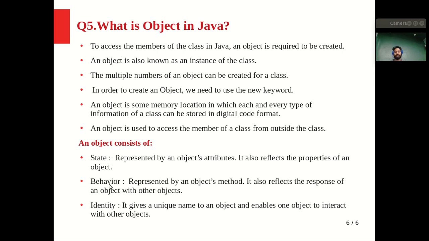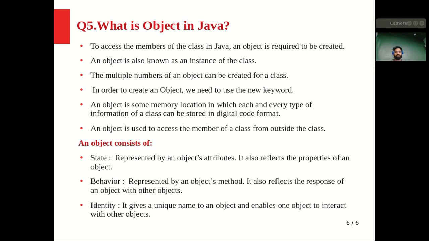Next, the object consists of behavior. Behavior represents an object's methods. Basically a class has methods, so that is behavior, right? So an object consists of the behavior or method information. It also reflects the response of an object with other objects. Next, the object contains identity. It keeps a unique name of an object and enables one object to interact with other objects, right? So it has an identity, a unique name by which we can represent an object of a class. For a class, we can create n number of objects, right? So this is all about objects.